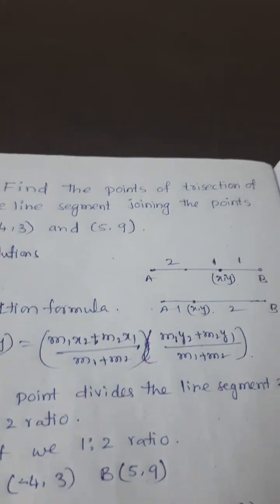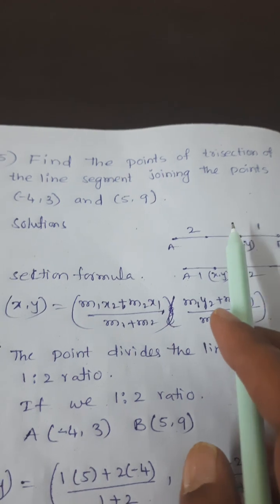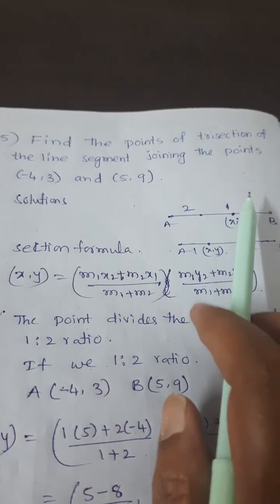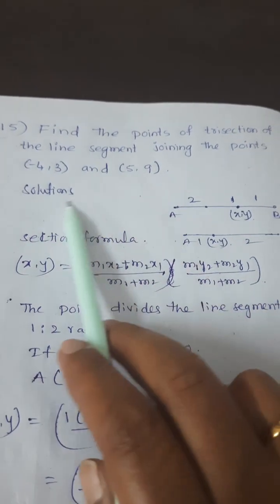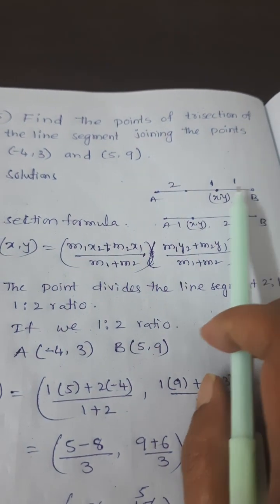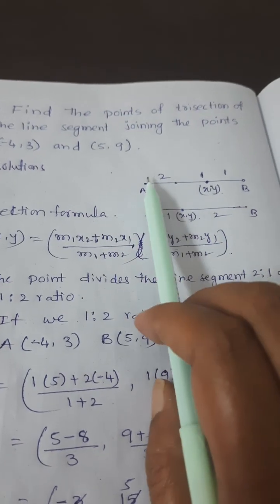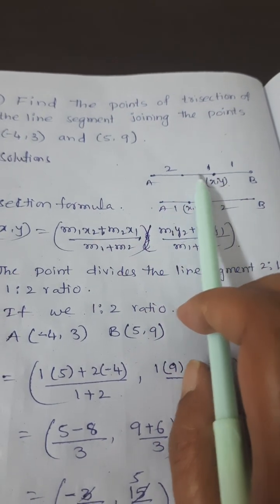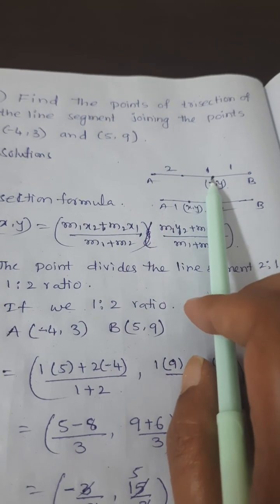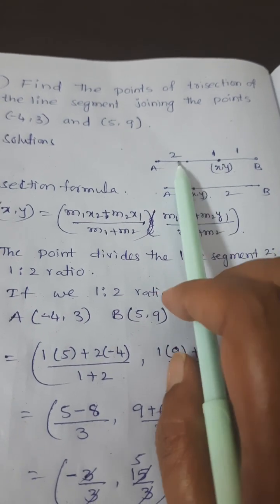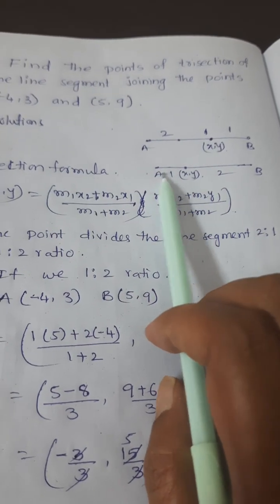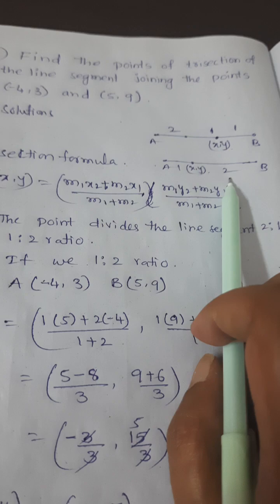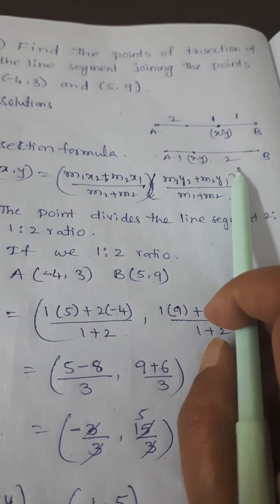Next, 15th question. Find the points of trisection of the line segment joining the points minus 4 comma 3 and 5 comma 9. So, solution: here AB is the line segment, and the point which divides it is the trisection point x comma y. It divides AB in 2:1 ratio, and this xy also divides AB in 1:2 ratio. We can find the 2:1 ratio and 1:2 ratio.